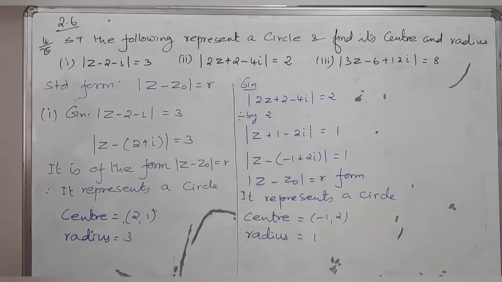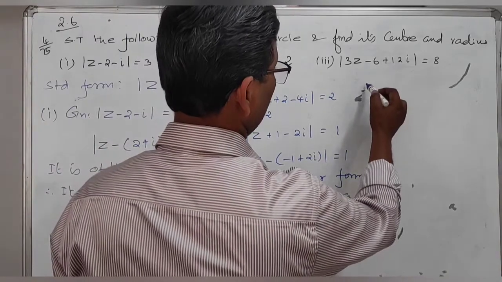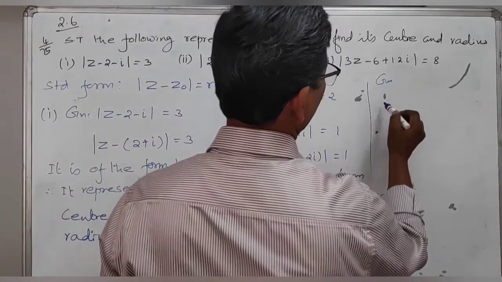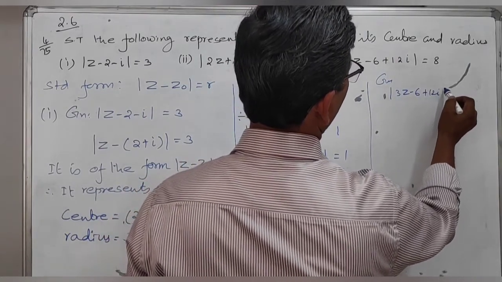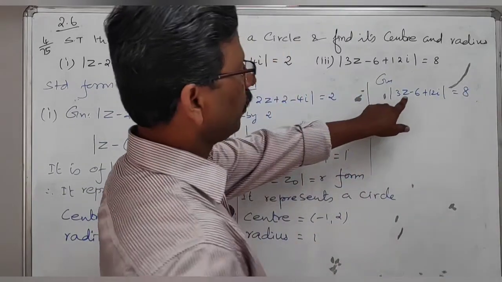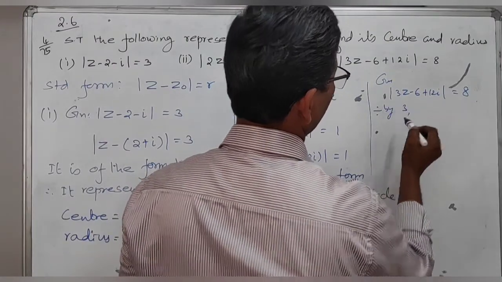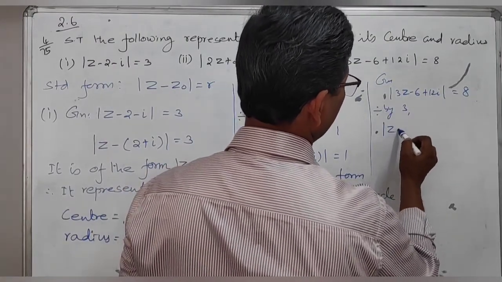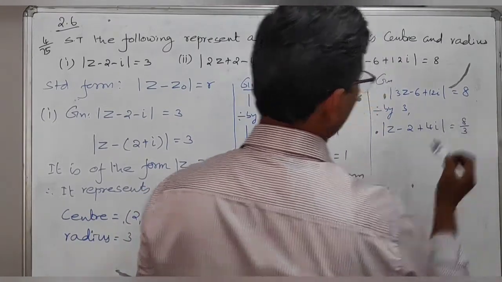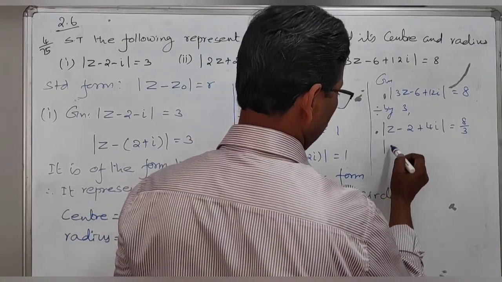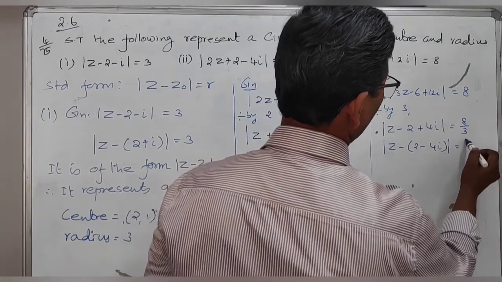That's all. Now likewise, we can take this third problem. What is given? Given modulus of 3Z minus 6 plus 12I is equal to 8. The coefficient of Z is 3. Therefore, divide out by 3. Then you can write this as Z minus 2 plus 4I is equal to 8 by 3. Now again, you write in this form: Z minus of 2 minus 4I is equal to 8 by 3.